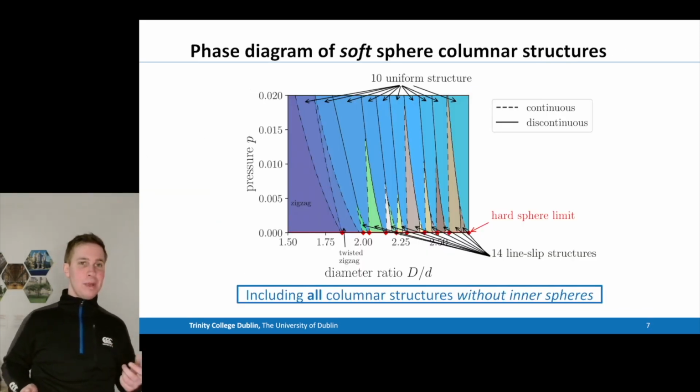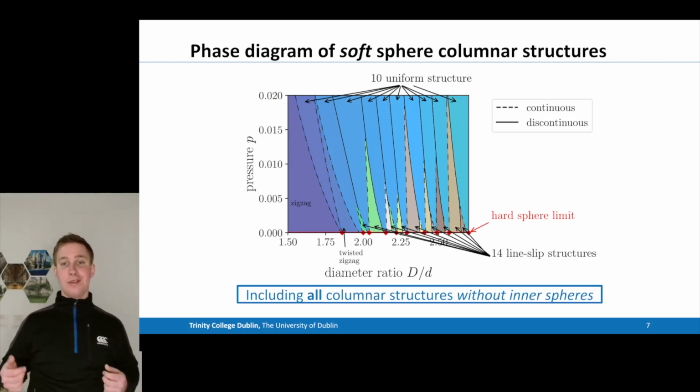So a phase diagram is usually used in thermodynamics to display the conditions at which different phases occur. So despite dealing with an athermal system here, we can still borrow terms like phase diagram from thermodynamics for our purposes. In our case, the phases are the different possible structures that assemble under different conditions. So each region in this diagram corresponds to a particular structure. The conditions that we vary in our simulations were then the diameter ratio and the uniaxial pressure.